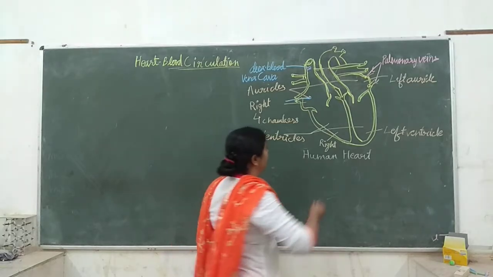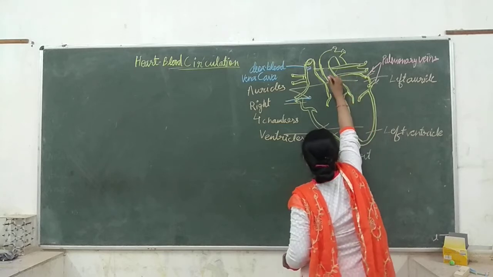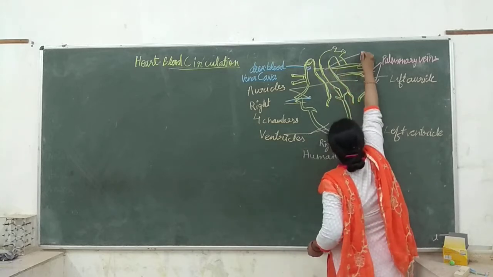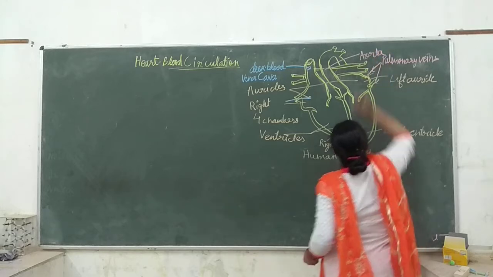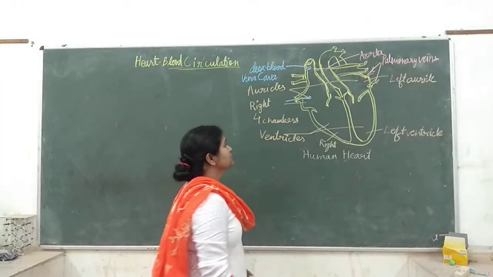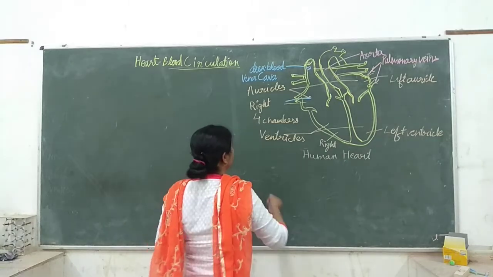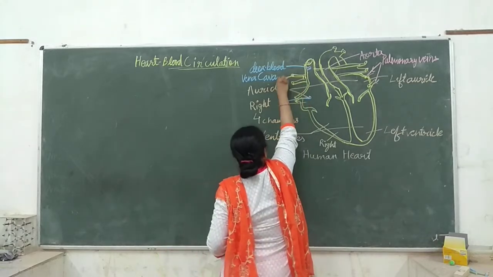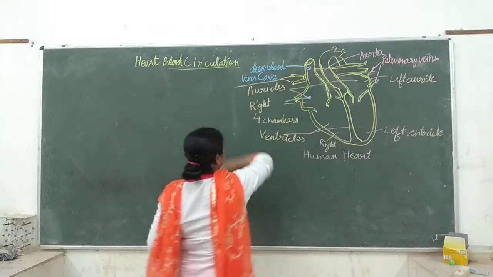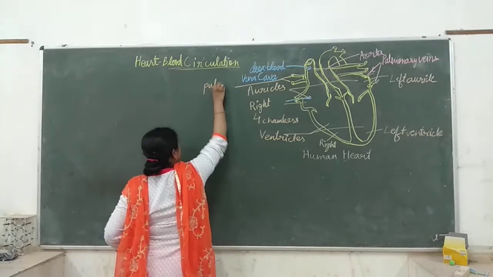Now the biggest artery, which goes out from the left ventricle, is known as the aorta. So these are the vessels which you can see. One more set of vessels you are able to see, these vessels, are the pulmonary arteries.